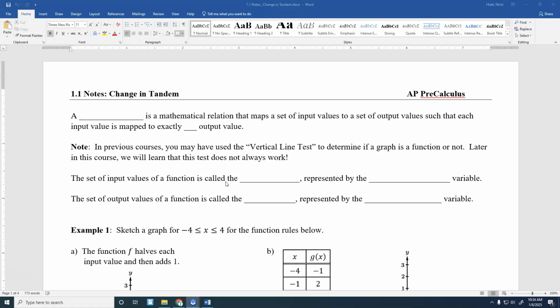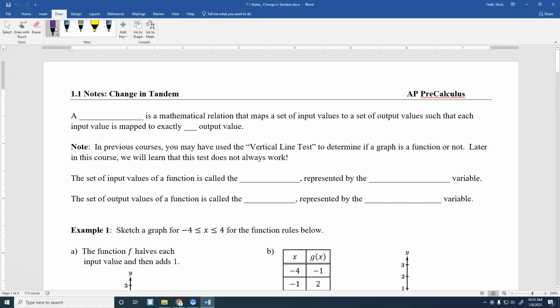We're going to start with something that you've talked about a lot throughout math classes, and that is a function. So this first blank right here says a function is a mathematical relation that maps a set of input values to a set of output values such that each input value is mapped to exactly one output value.